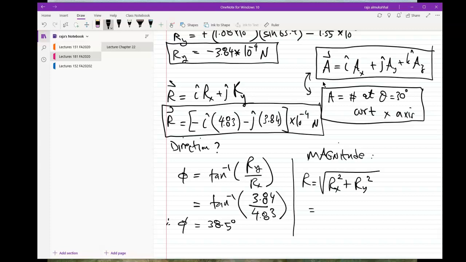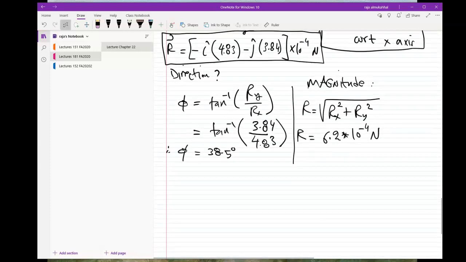And when you work it out, I think I did it already, so it's right here. That's equal to 6.2 times 10 to the negative 4 Newton. Okay, so that's the magnitude. Don't put a vector on top of it. That's just the magnitude. So now the final answer, this is one final answer right here.